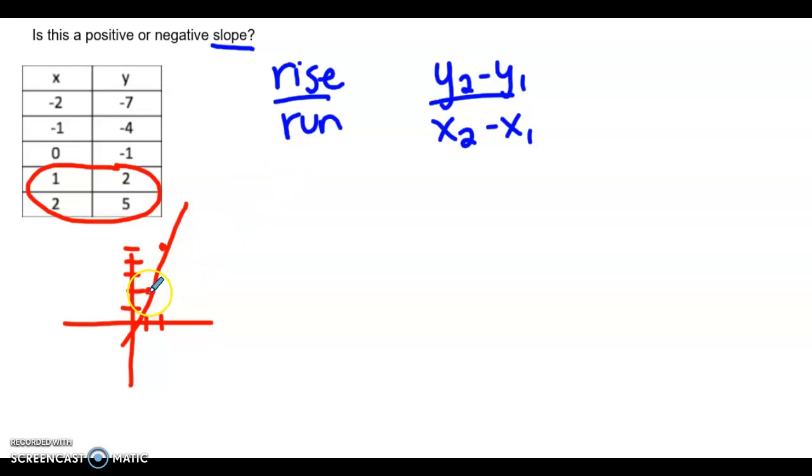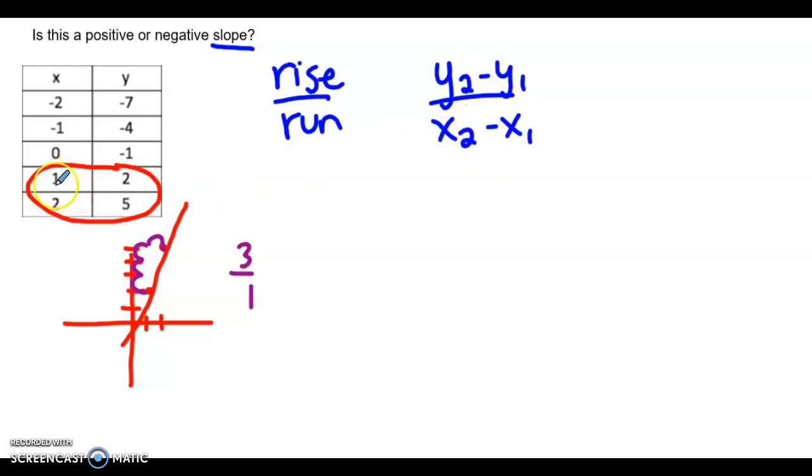But if you wanted to find slope using rise over run, you could count that we rise up 1, 2, 3 spaces, and we run 1 space. And we know it's positive because that line is going uphill. So you could find the slope using rise over run, or you could find the slope using the slope formula.